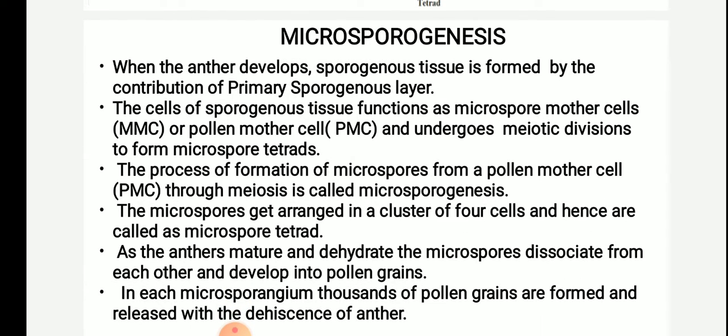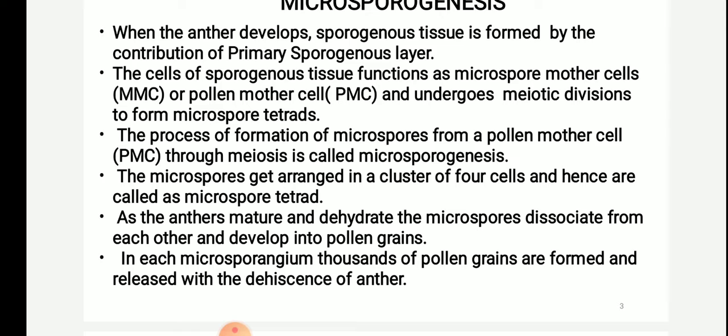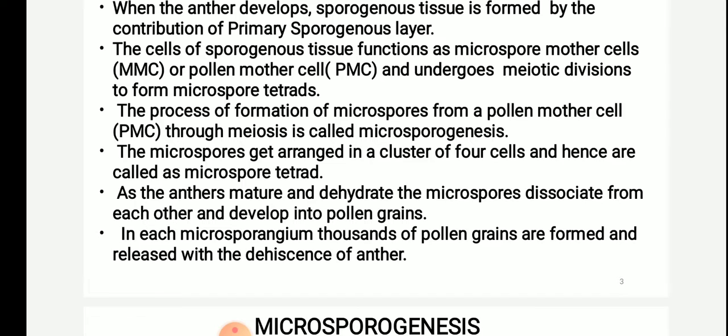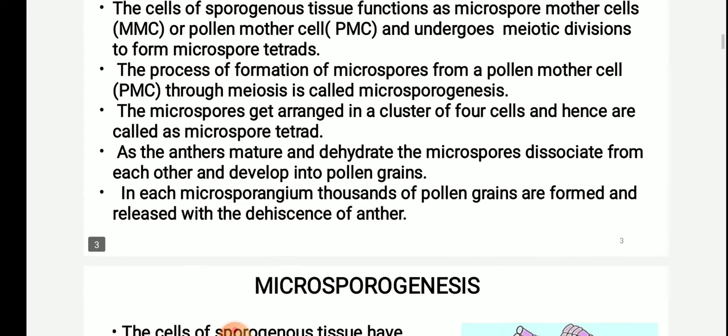When the anther develops, the sporogenous tissue is formed by the contribution of primary sporogenous layer. So we have studied earlier that the archisporial cells will form primary parietal layer and primary sporogenous layer, and the primary sporogenous layer will form the sporogenous tissue inside the pollen sac. The cells of the sporogenous tissues function as microspore mother cell MMC or pollen mother cell PMC and undergo meiotic divisions to form microspore tetrad.